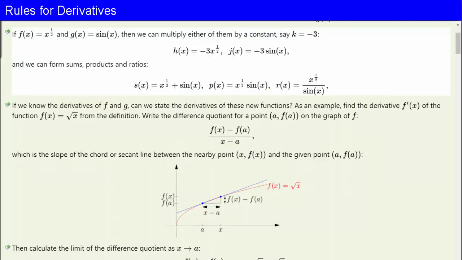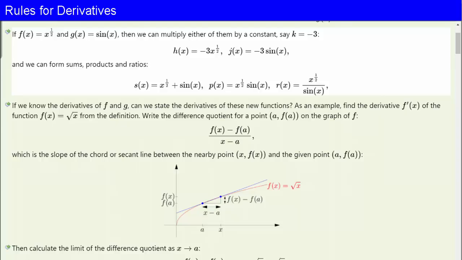To make these ideas concrete, if f of x equals x to the 1/2 and g of x equals sine x, then we can multiply either of them by a constant, say k equals minus 3. Then we get new functions, h of x equals minus 3x to the 1/2, and j of x equals minus 3 sine x. We can also form sums, products, and ratios. S of x equals x to the 1/2 plus sine x. P of x equals x to the 1/2 times sine x, and r of x equals the ratio x to the 1/2 over sine x.